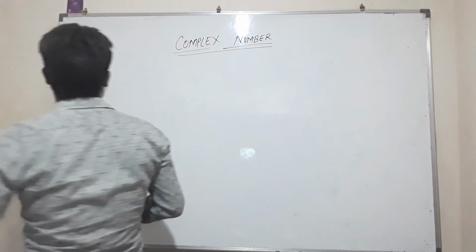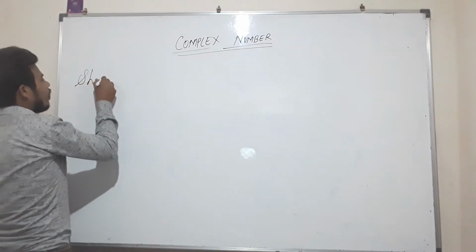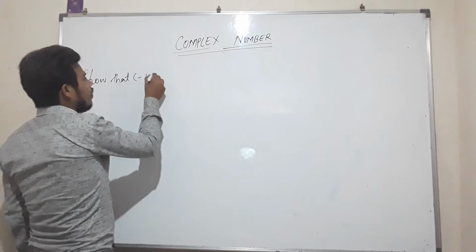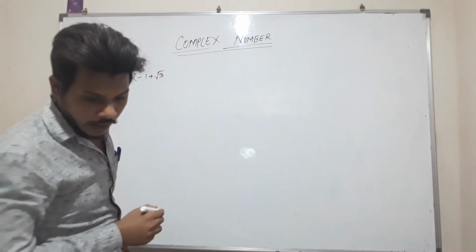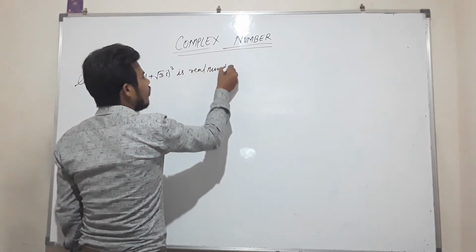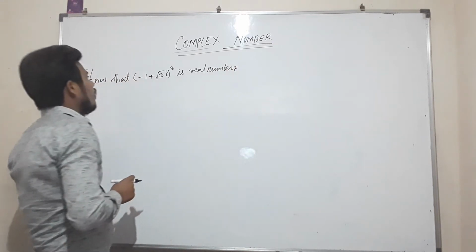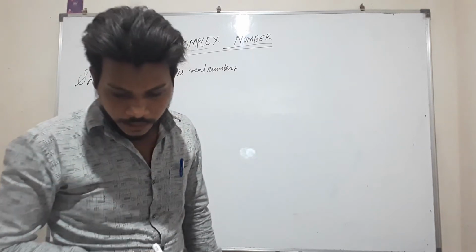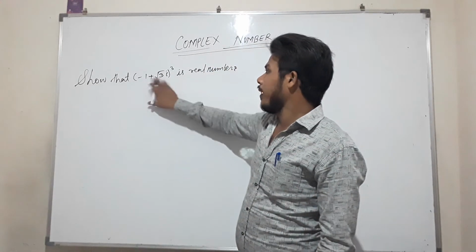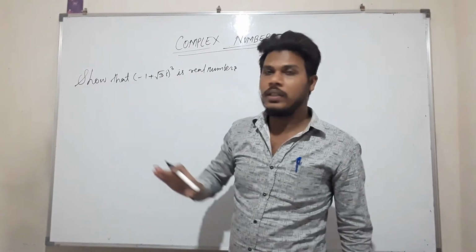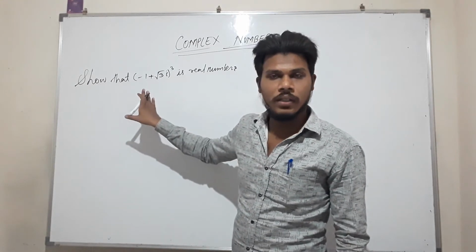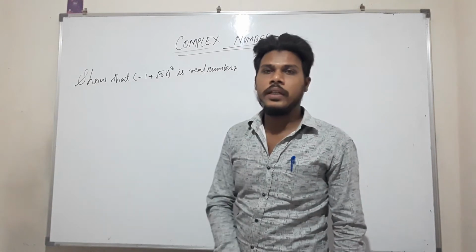So the question is: show that (-1 + √3 i) cube is a real number. (-1 + √3 i) cube being a real number means we have to show that the cube of the complex number is a real number. Here -1 + √3 i is a complex number. So if we find its cube, it will be a real number. We have to show this.